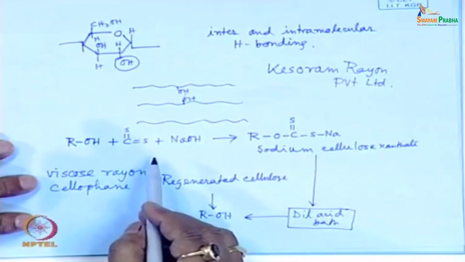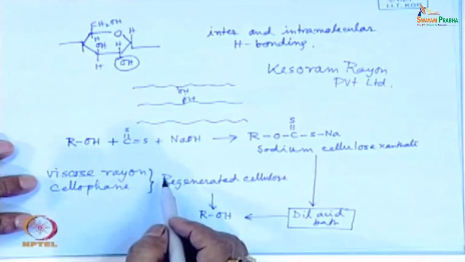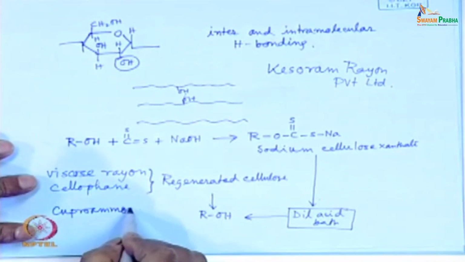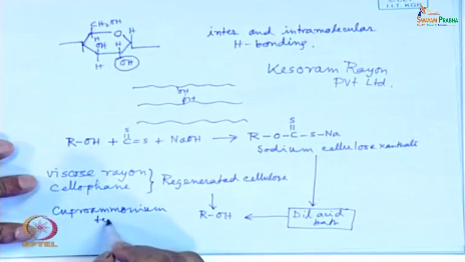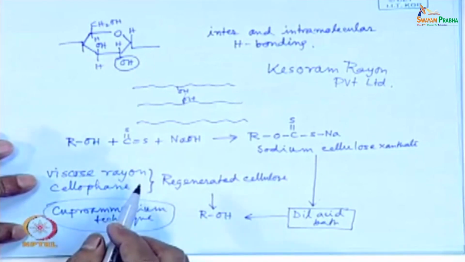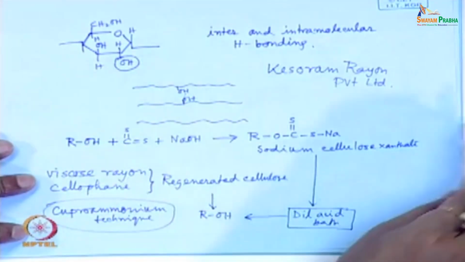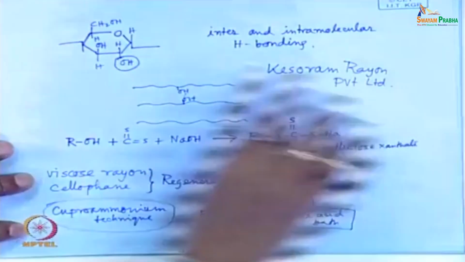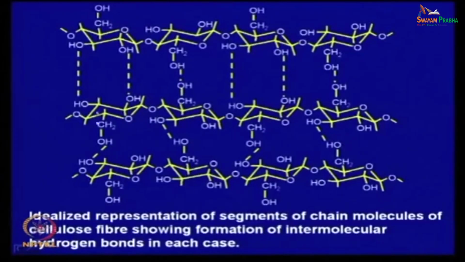So, cellulose is extracted from there by pulping, isolated by pulping, then it is interacted with carbon disulfide. There are various other techniques, say the cuproammonium technique, other than this viscose process, which is also available. So, if you are interested, you can go through them. Now, what I wanted to say with this representation is that there is extensive hydrogen bonding.